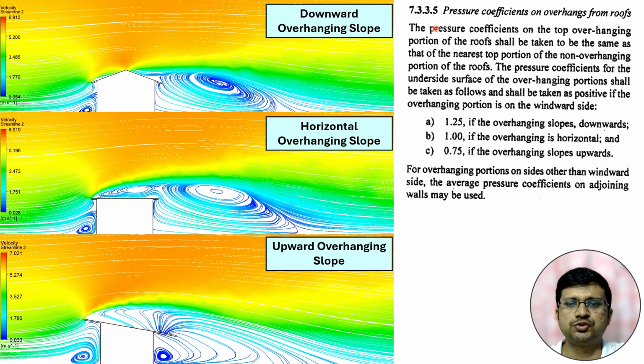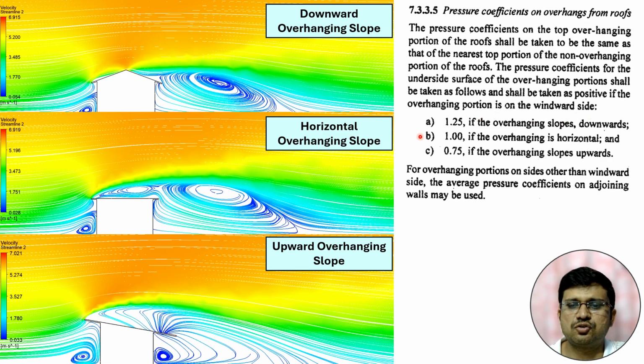We will get that from clause 7.3.3.5. As per this clause, the pressure coefficients on the top overhanging portion of the roofs shall be taken to be the same as that of the nearest top portion of the non-overhanging portion of the roofs. The pressure coefficients for the underside surface of the overhanging portions shall be taken as follows, and shall be taken positive if the overhanging portion is on the windward side.